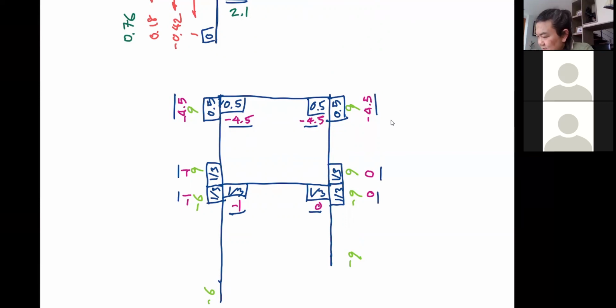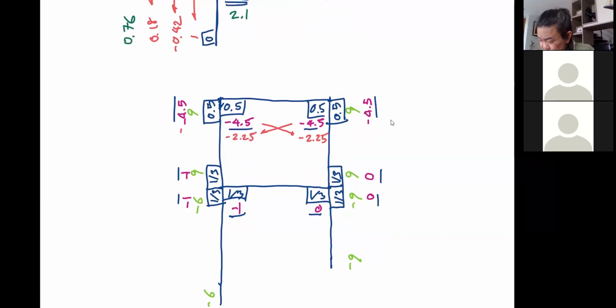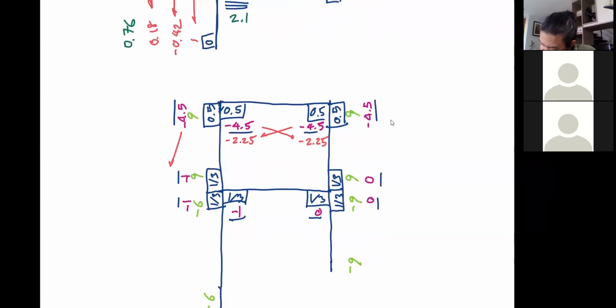And now we carry it over here. It is minus 2.25. Oh boy, one minute.